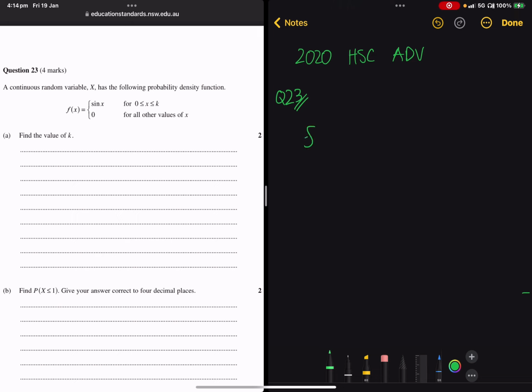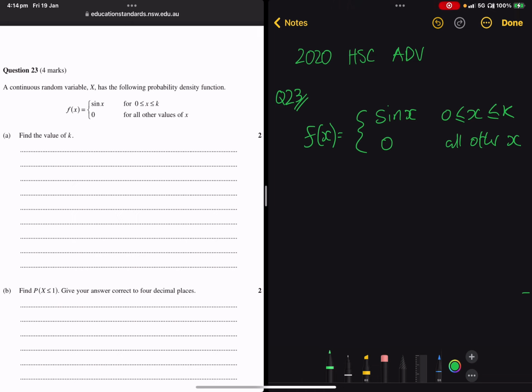We have the probability density function f of x is equal to the piecewise defined function sine of x if x is between 0 and k, including 0 and k, and it's 0 for all other x. So we need to find the value of k.